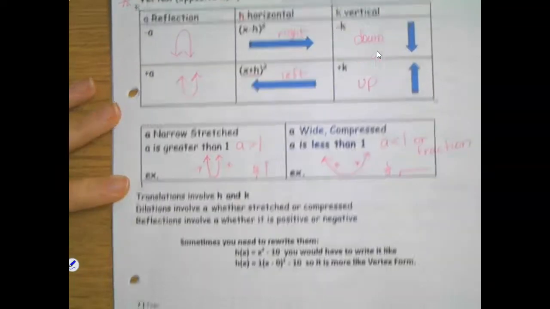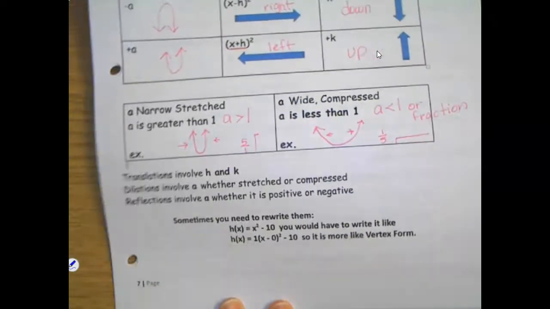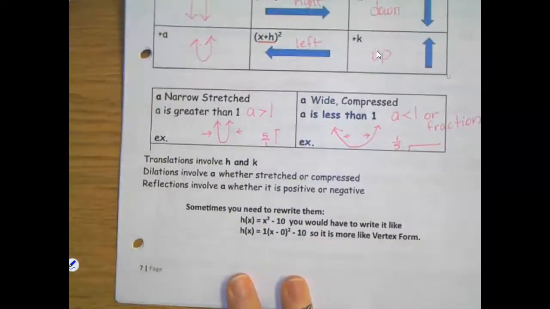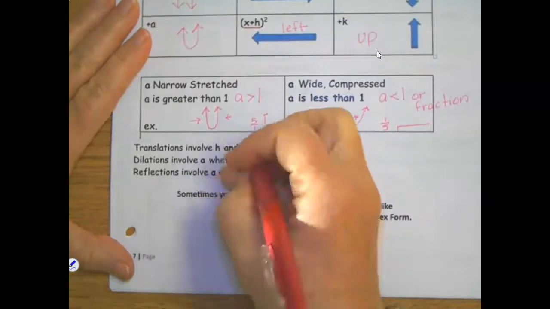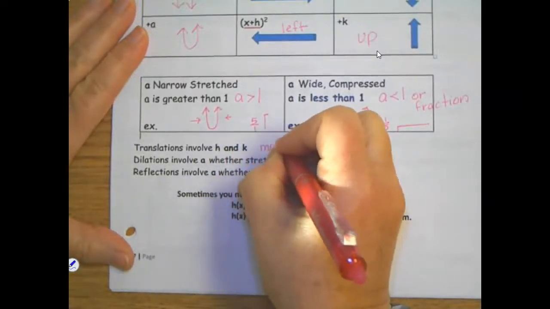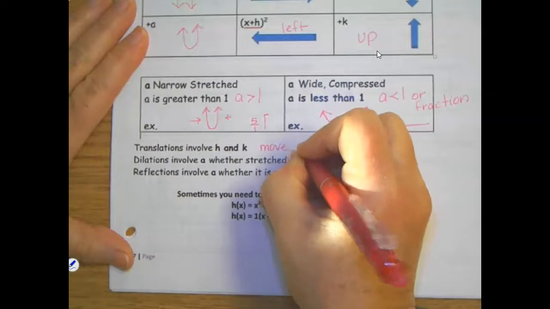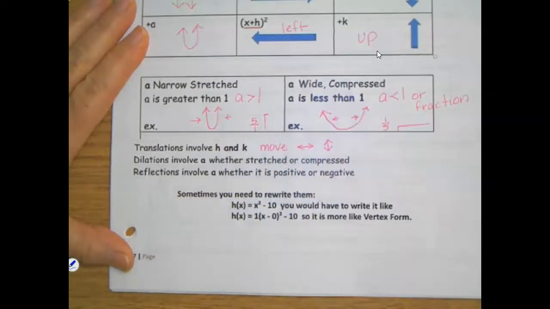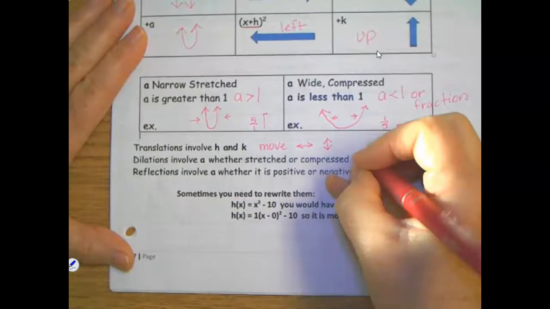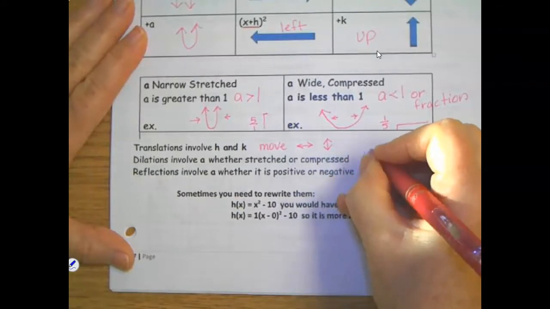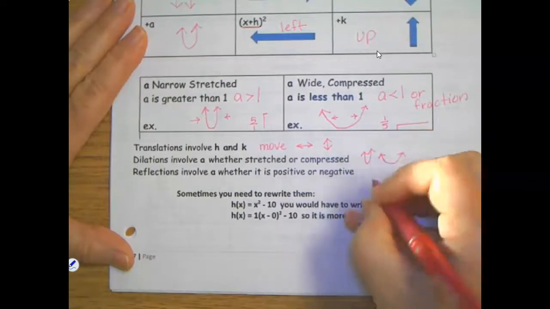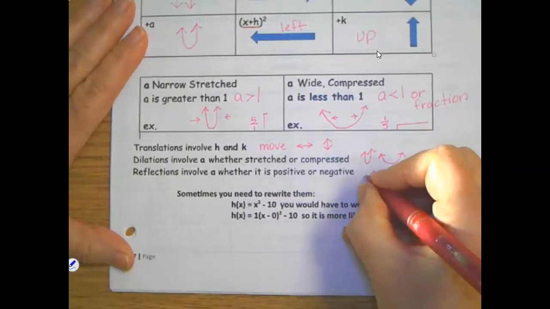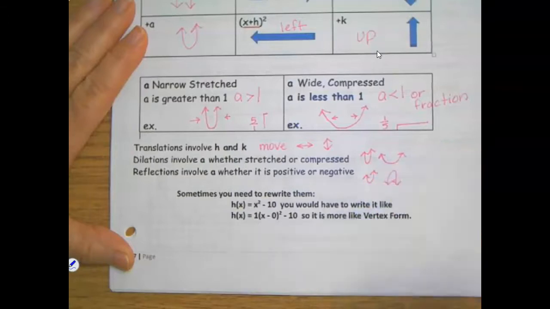Okay, so translations that involve H and K. Translation is just your move: left, right, up, down. Your A will tell you whether it is super stretchy or whether it's wider. It also tells you whether it is up or down. So those are the translations.